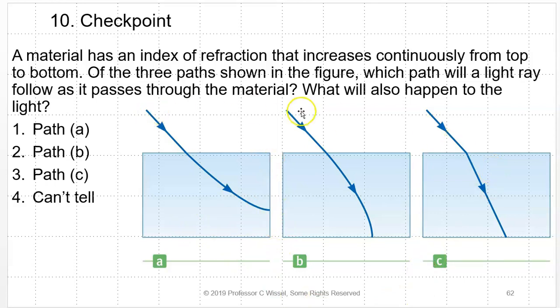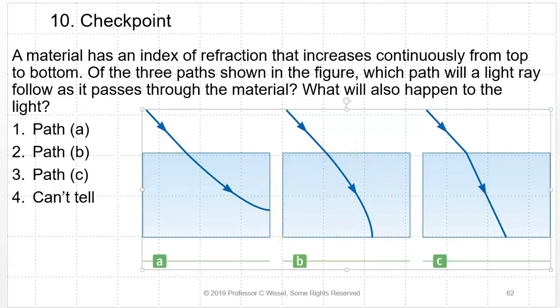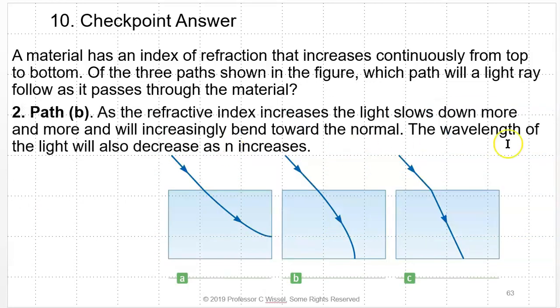So which one of these? How can you eliminate some options? The first thing you want to do is eliminate this one. This one only occurs if the index of refraction is the same all the way through this material, because it just bends once here. One of these is the correct one. Now, as the index of refraction increases, the light will slow down, and in order to compensate for that, it's going to bend increasingly toward the normal. So this one right here is going to be the correct answer, path B. And that's just what happened. The wavelength of light will also decrease as n increases, by the way, in case you're curious. It'll slow down and bend increasingly toward the normal, and the wavelength will also decrease.